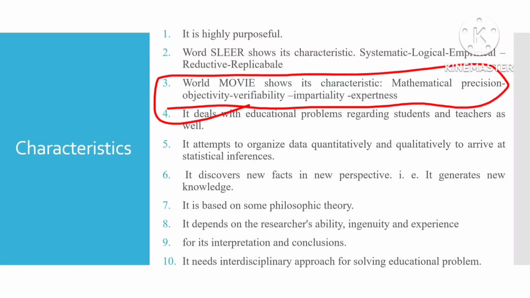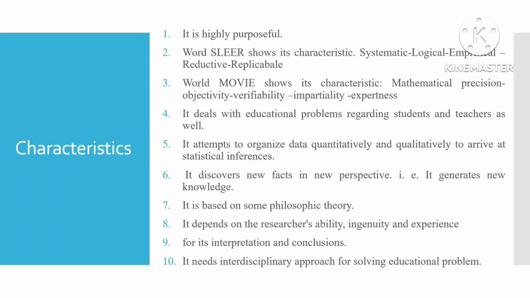While impartiality refers to the absence of prejudice, in educational research, researchers aim to approach their studies without favoring any particular perspective or outcome. On the other hand, educational research requires expertise in the field of study. Researchers should possess a thorough understanding of the subject matter, theories, and relevant methodologies. So, to conclude, we can say that by incorporating these characteristics, MOVIE, educational research can uphold high standards of scientific inquiry.